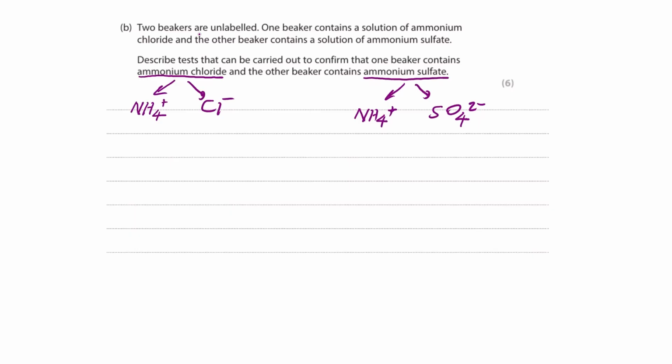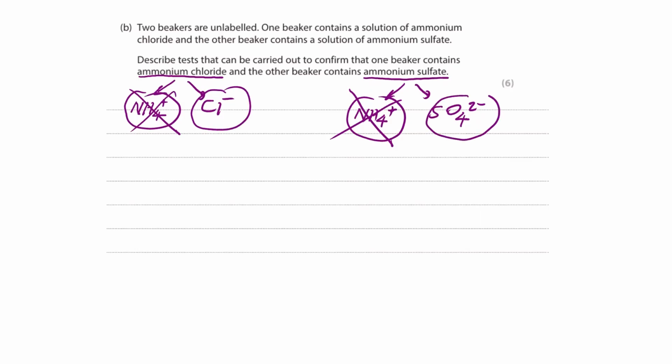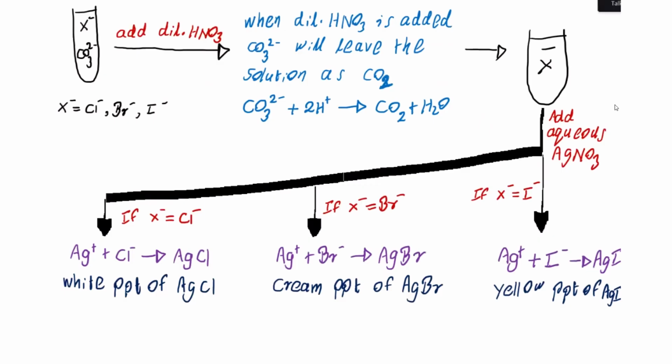Now, can we use one thing to distinguish these two? Ammonium ion is common in both, so the only way I can distinguish them is this: with ammonium chloride, I have to do a test for chloride ion. For ammonium sulfate, I have to do a test for sulfate. Let's see how we can do this. What is the test for chloride ion? What is the test for sulfate ion?